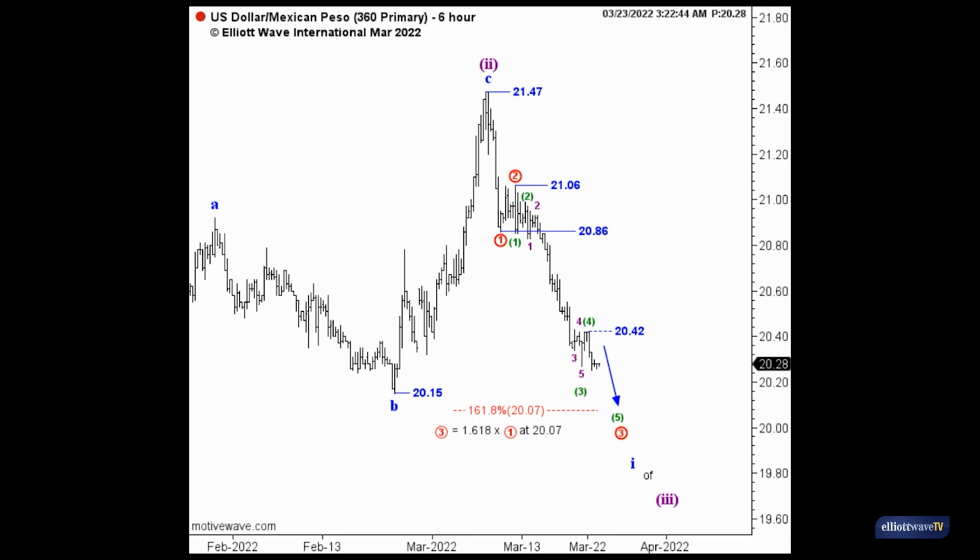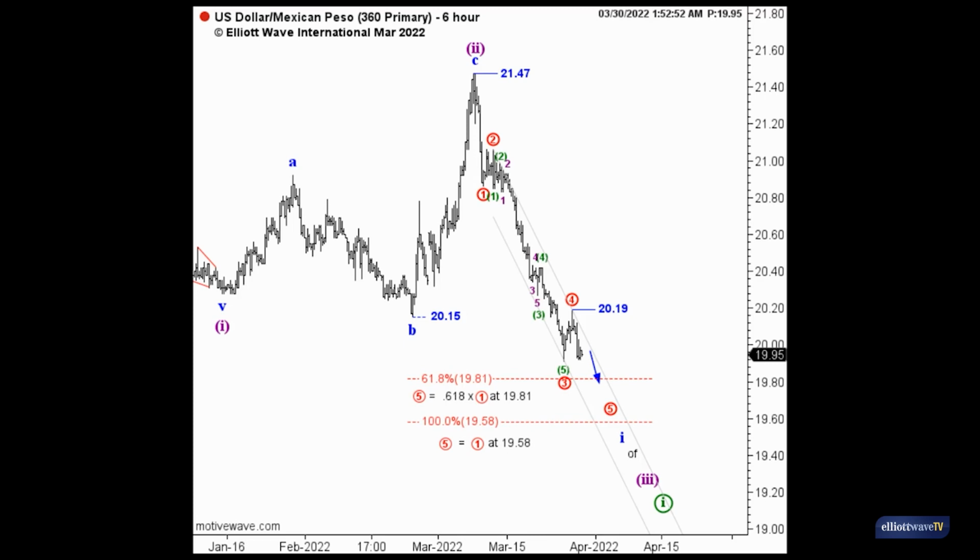As we can see on the next chart, dollar Mexican peso continued lower to complete the remaining subdivisions of red wave 3 and a bounce for red wave 4. Once we can label the fourth wave in place, we can then look for potential targets where the fifth wave will end. You'll notice that I have 2 targets for red wave 5 at 1981 and 1958.